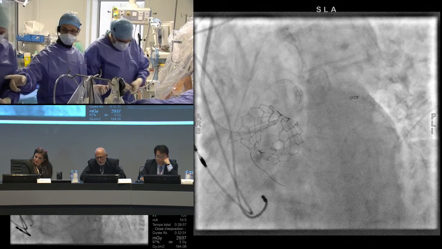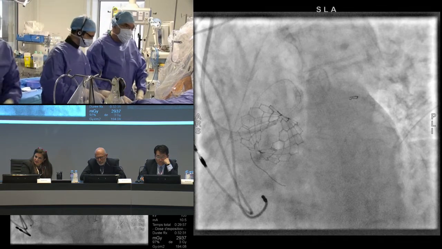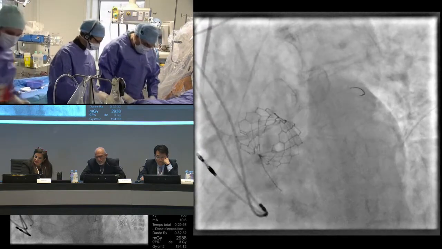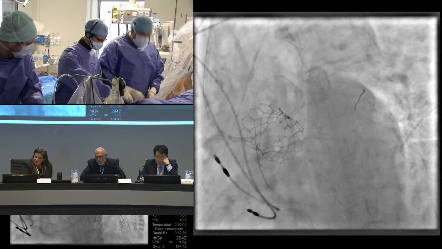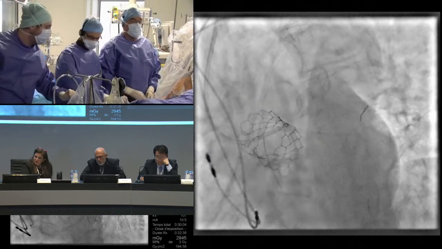Le 4. And then we will finish by the final part. It should be 4-5 or maybe 5 millimeters. We take 5, proximal to the bifurcation. Le 4, ouais.